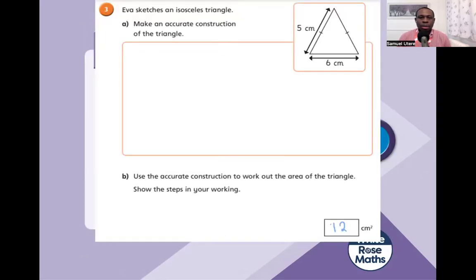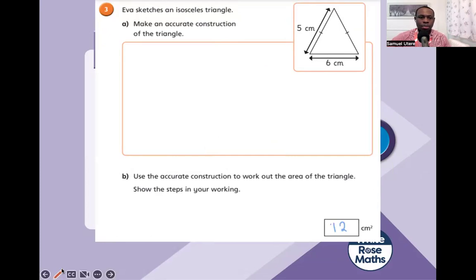Well, what we're going to do is I'm going to discuss quickly the solution for this one, for A and B. To make an accurate construction, I'm just going to explain these steps. You've already seen me demonstrate how to do the construction properly. So I'm just going to explain this one real quick. I don't want this video to be too long, okay?